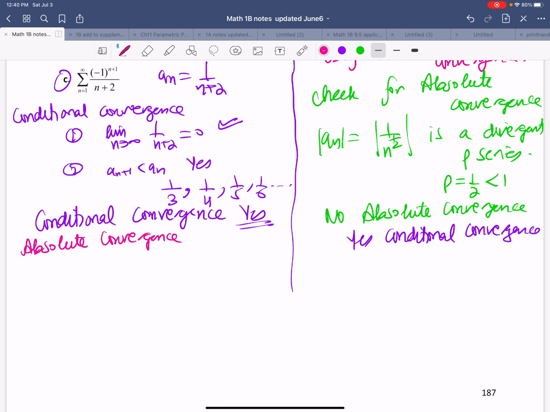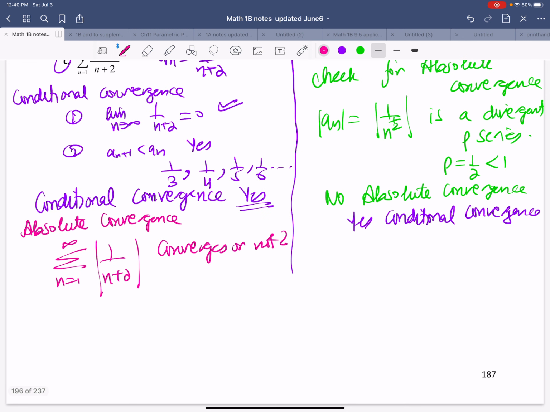For absolute convergence, we need to find the absolute value of 1 over n plus 2. So let's see if the summation from n equals 1 to infinity of the absolute value of 1 over n plus 2 converges or not. We can use the integral test in this case, or we can also use the comparison test. I'm going to use the integral test. The integral from 1 to infinity of 1 over x plus 2 dx is going to be natural log of x plus 2 going from 1 to infinity.